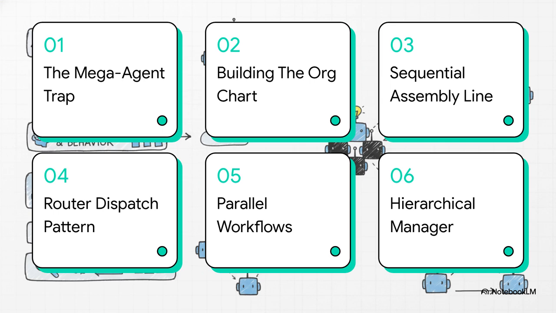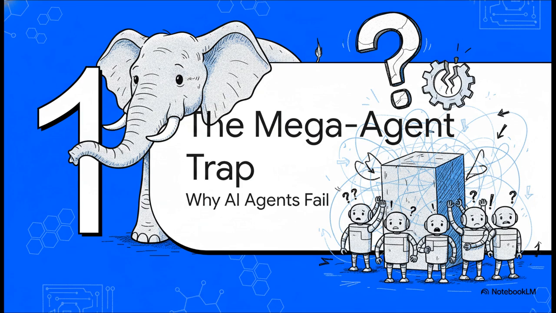We'll start by breaking down the mega agent trap, look at how to build an AI org chart, and then dive into 4 precise multi-agent design patterns used in production right now: the sequential assembly line, router dispatch, parallel fanouts, and finally, the hierarchical manager. All right, Section 1, the mega agent trap.